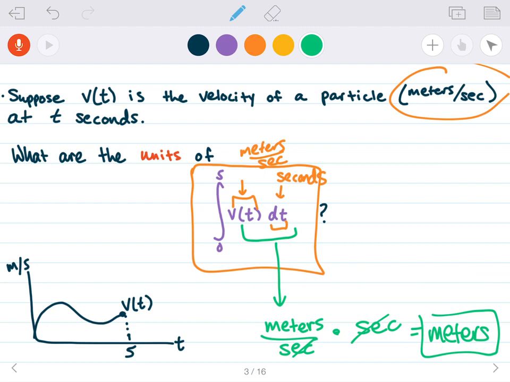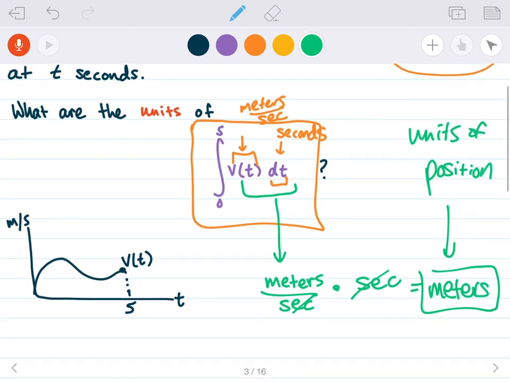velocity is the derivative of position. So position is the antiderivative of velocity. So we expect that this should be our units of position, right? Now let's look at what this means graphically.